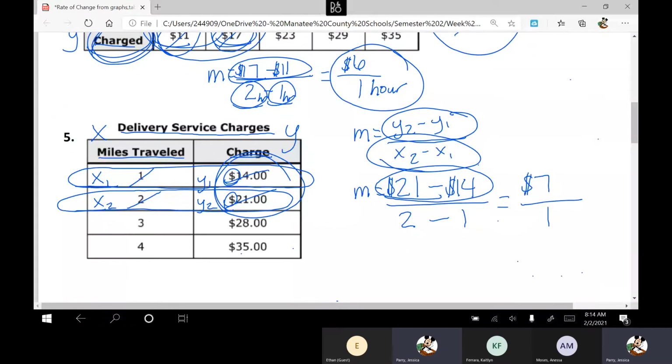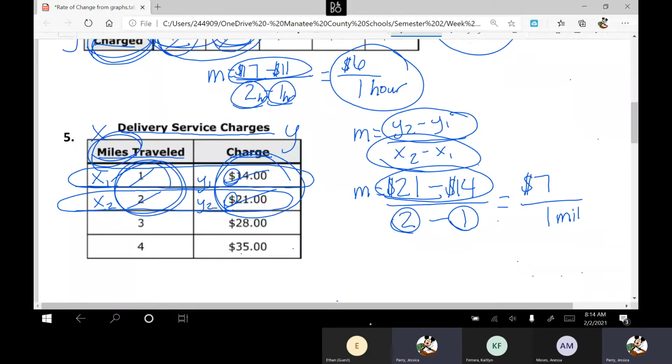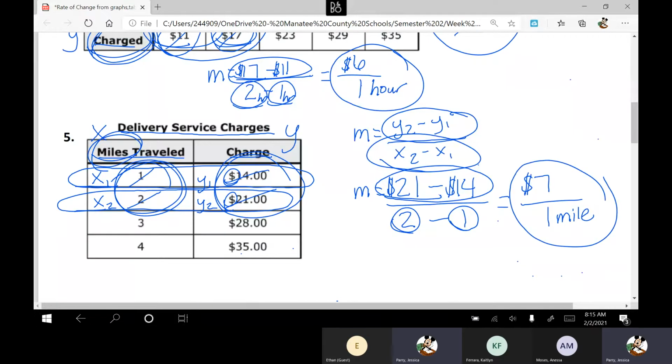And then what can I put next to the 1? What word would I put there? We're looking at the 2 and the 1. If there's no words next to the numbers, then look at the top of the table. What word could I put next to the 1? I heard something. What'd you say? Miles. Perfect. That is exactly what I'm looking for because that's our miles traveled. So let's say we have 1 mile. So the delivery service charges $7 every 1 mile. That is how you would read that answer.